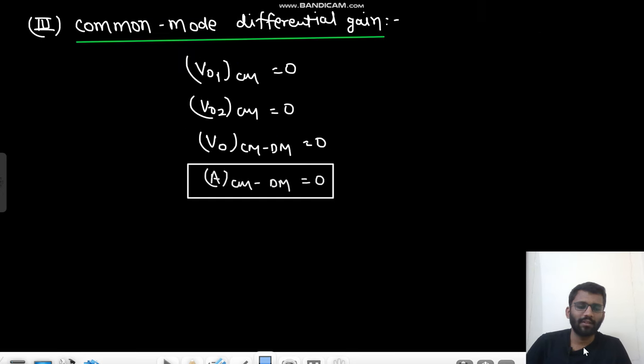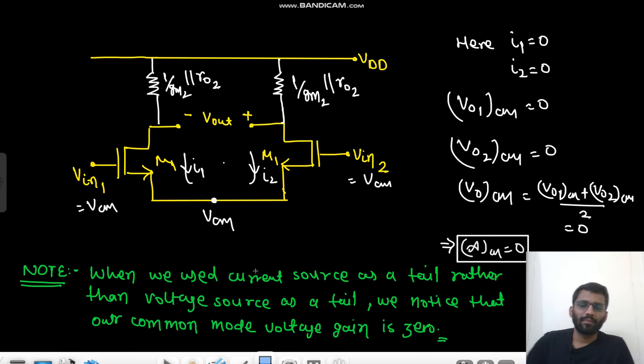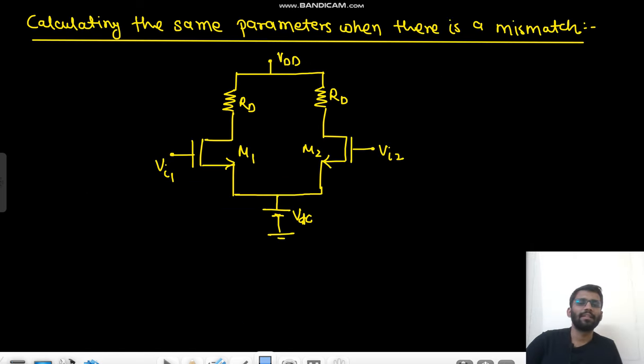So you got it. So to have the less common mode voltage gain, we use current source as a tail. Okay, now in the further video we will see the same parameters, but there is a mismatch now. This M1 and M2 are different now, both have different GM now. So now we will see how using tail is more beneficial. Okay, so let's move on to the next video. Okay, thank you.